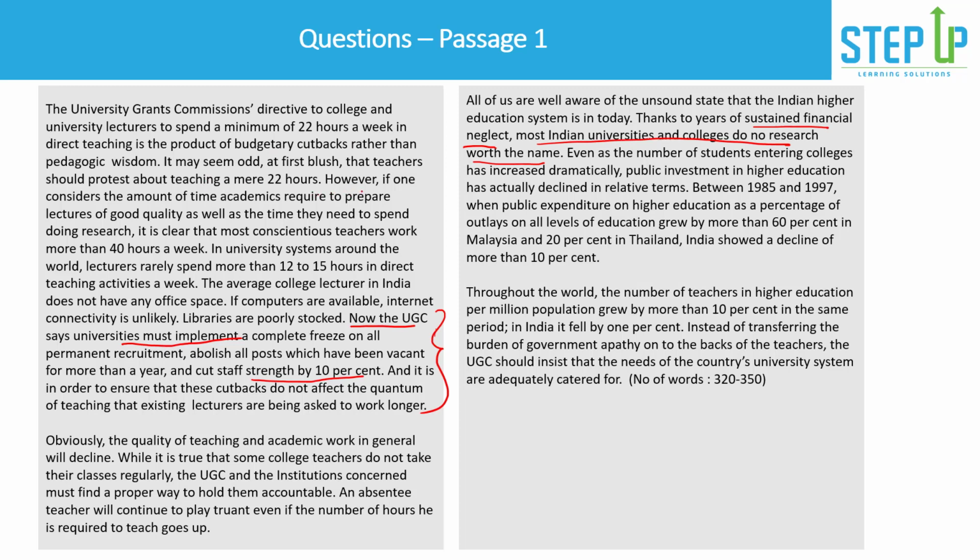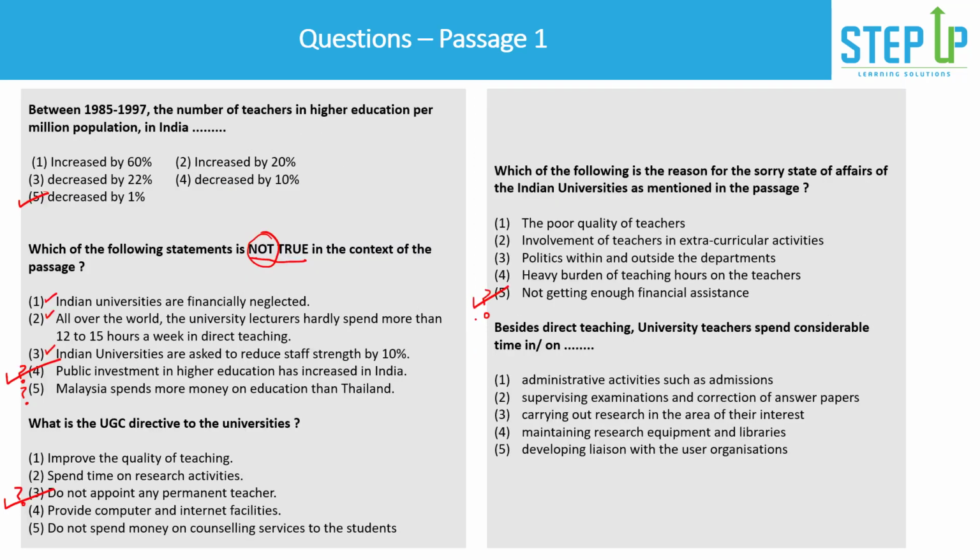I think it was clearly mentioned that it's not just about the hours of teaching, because of the amount of time academics require to prepare lectures of good quality as well as the time they need to spend doing research. It is clear that most conscious teachers work more than 40 hours a week. That means it is actually carrying out research in the area of interest, right? So this is what was mentioned.